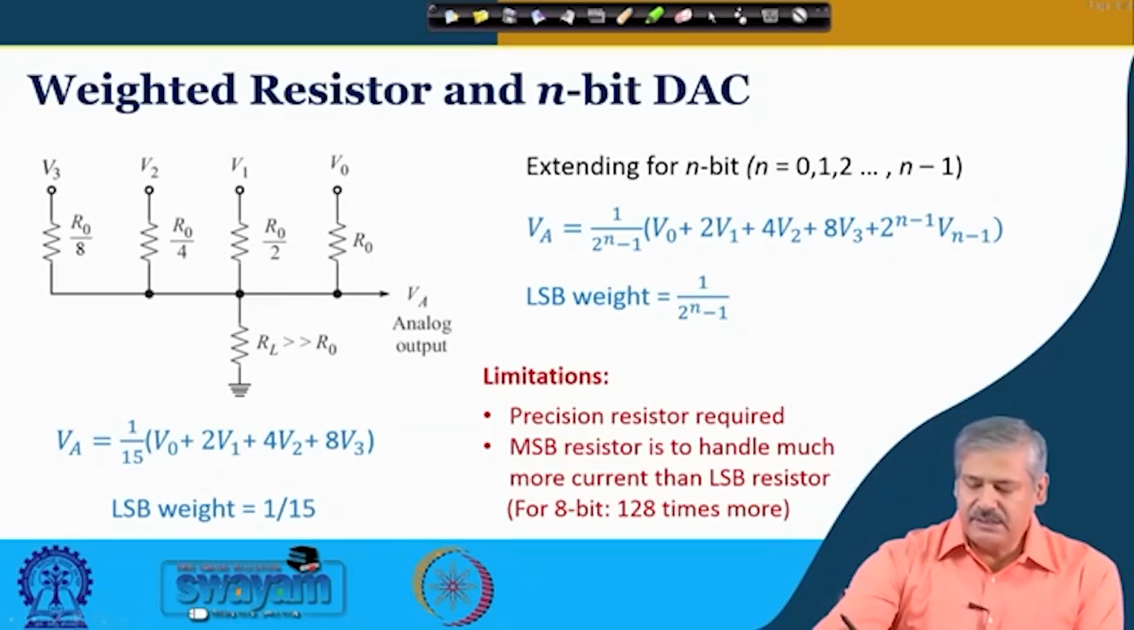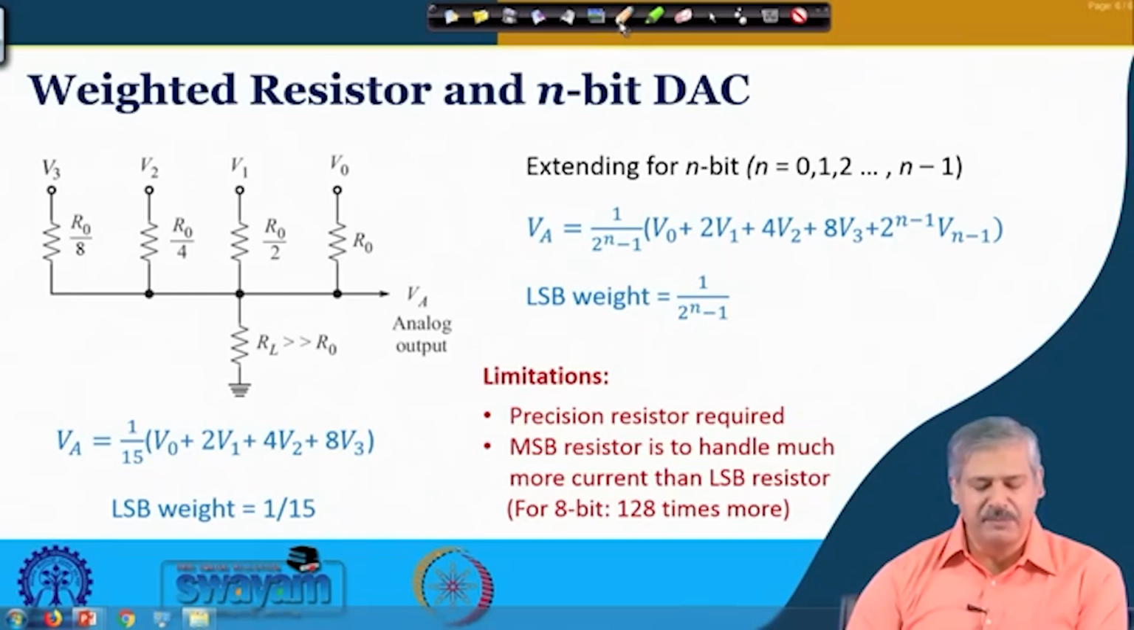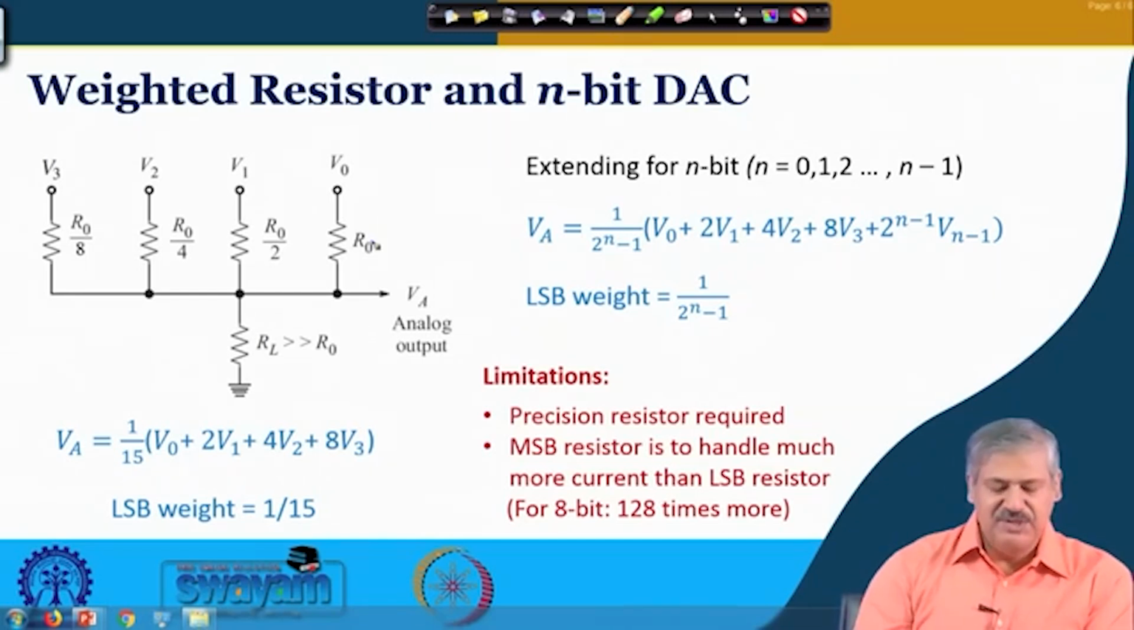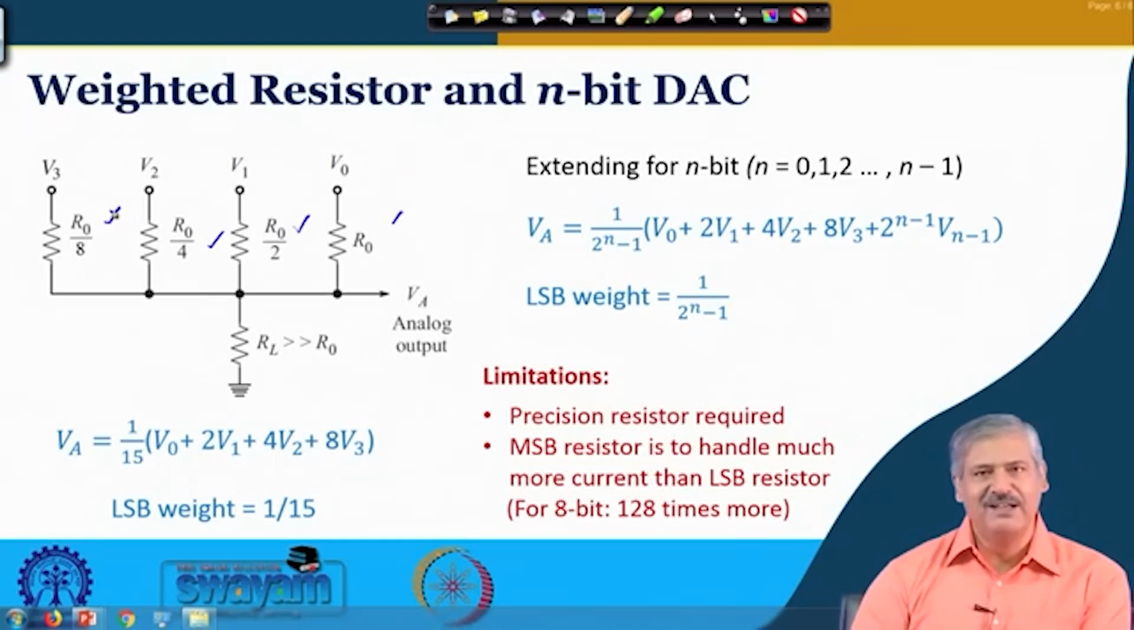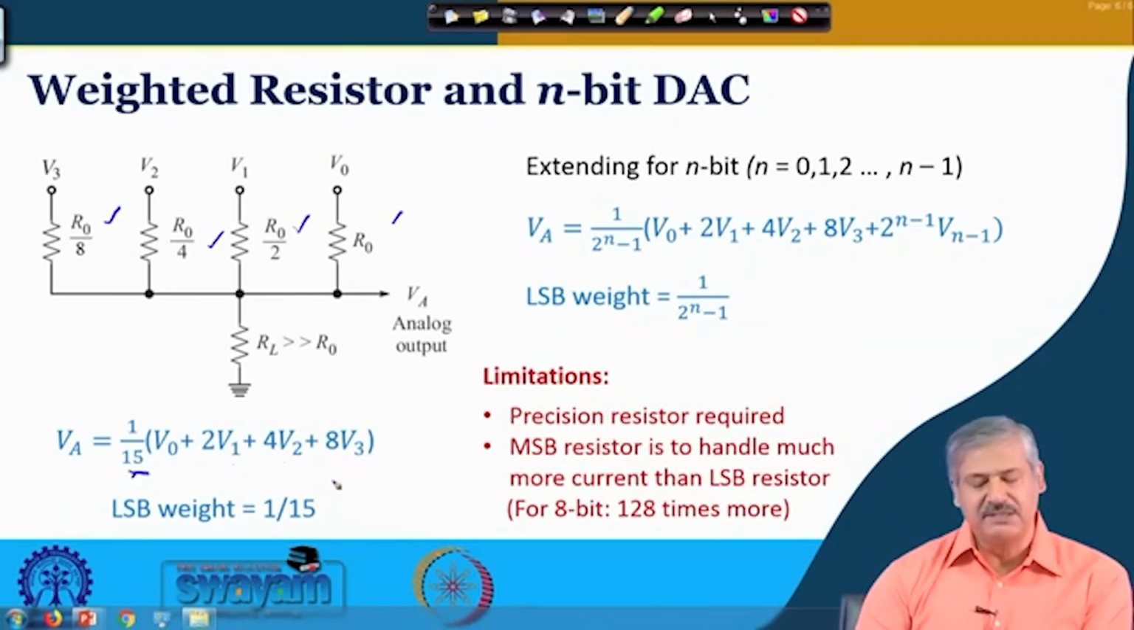Now, if you extend it to 4 bit, what happens? So, this is R naught, this is R naught by 2, this is R naught by 4, and you can imagine the next value in the weighted resistor based method will be R naught by 8, right. And again, if you apply KCL, the value will be 1 upon 15 times V naught plus 2 V1 plus 4 V2 plus 8 V3, right.